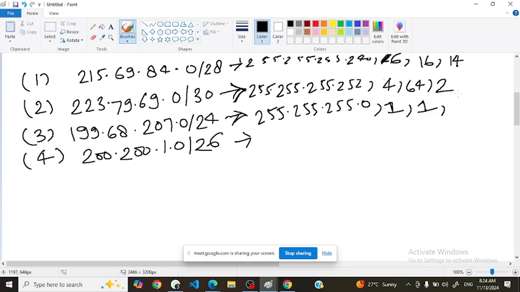It is quite simple. 2 to the power 8 minus 2. 2 to the power 32 minus 24, that is 8, so 2 to the power 8 minus 2.